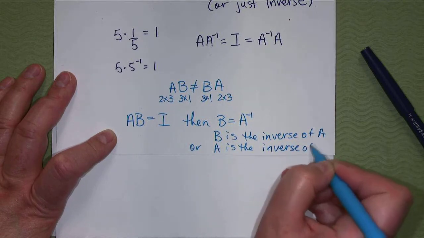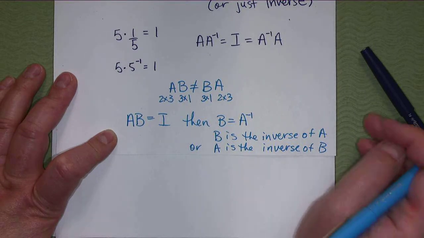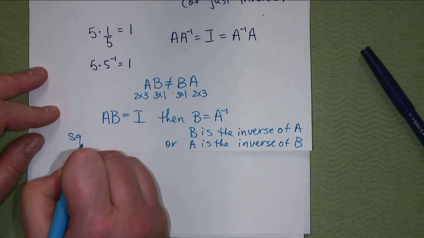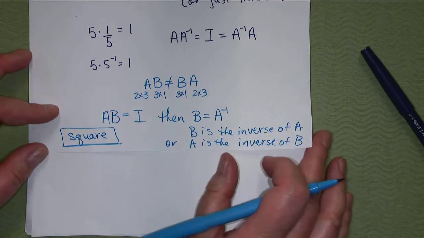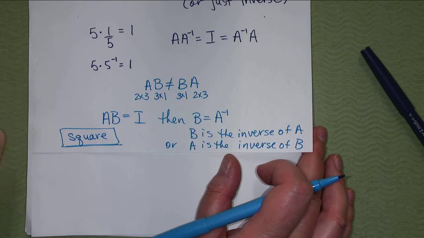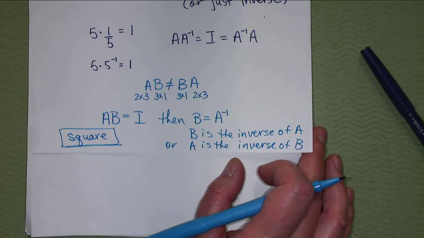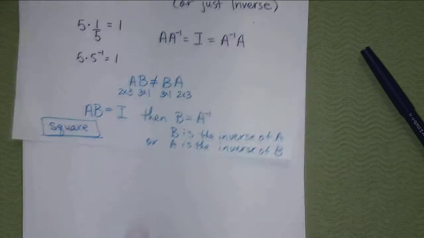Would you agree with that? So they're inverses of each other, and they're also square matrices. So we're going to figure that out later, but basically if you are asked to find an inverse, it's of a square matrix only. There's no such thing as an inverse of any other matrix unless it's square. Okay? So it's just a rule.